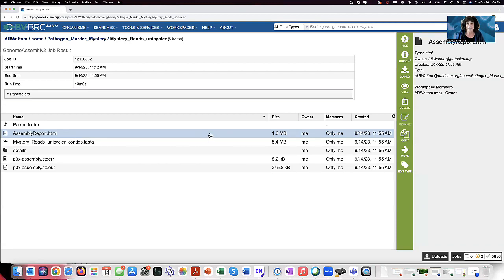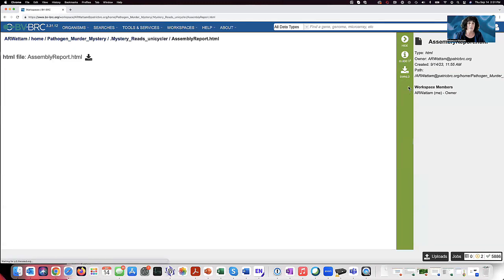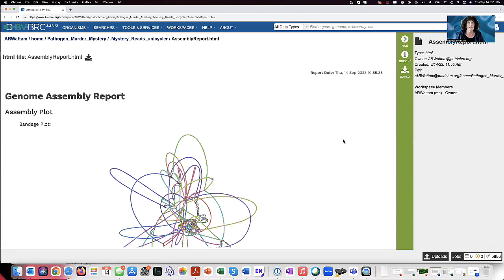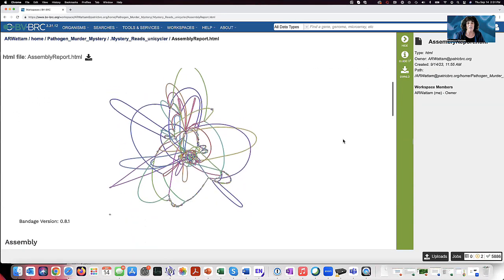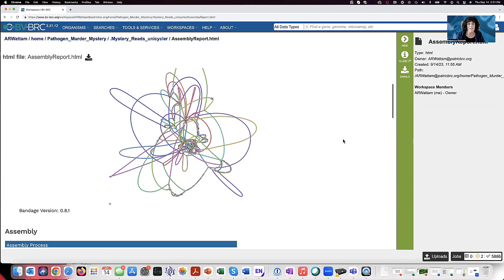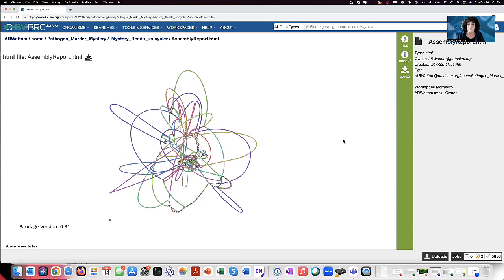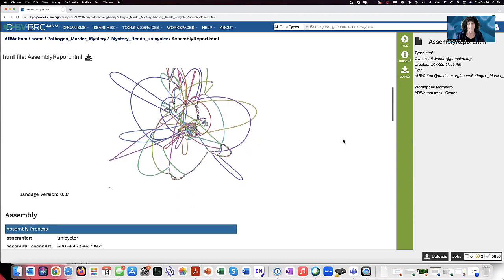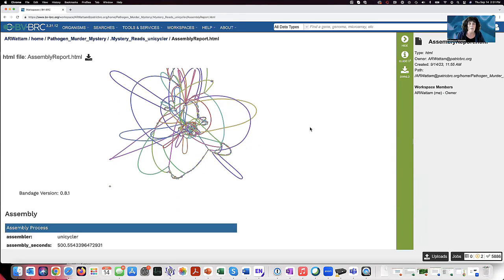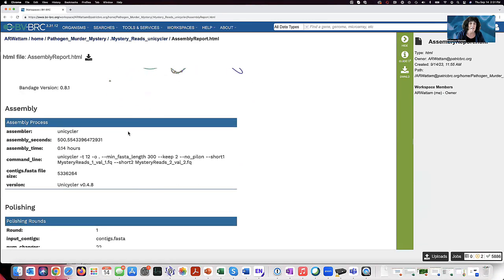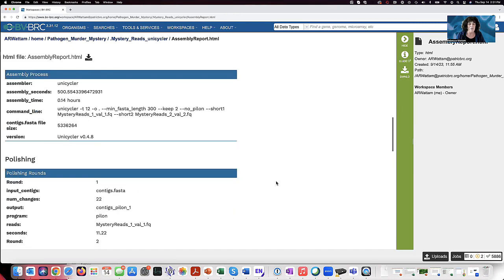So we highlight the row by clicking on it and then click the view icon, which we're doing here. And here is the assembly report, and see, this is what I told you. It's interesting to look at, and the colors are nice, but what does it mean? That's the picture of it, the Bandage plot.